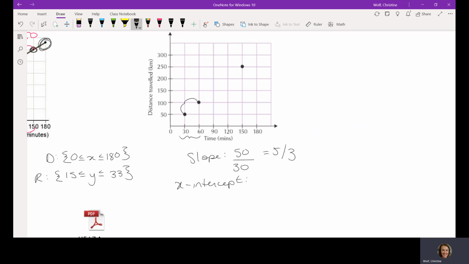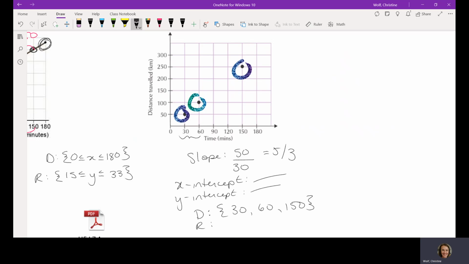Now my x-intercept, unknown. My y-intercept, unknown. It's unknown because we don't actually see the line crossing anything. My domain, now if you remember from last lesson, I did an example like this where it was just dots. So for domain, when it's just dots, just list the values. So my x values are 30, 60, and 150. Done. And range, same thing.